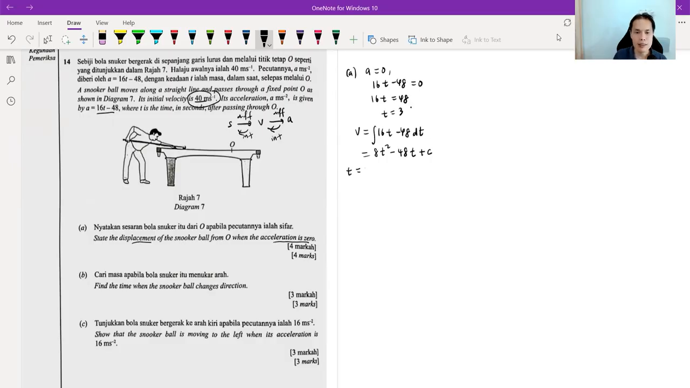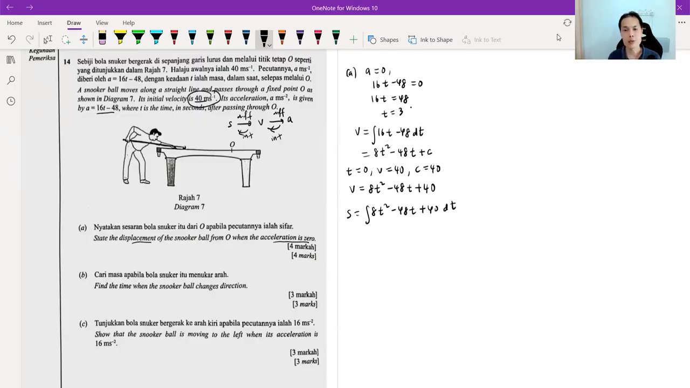So when t is 0, v is 40. So your c is 40. My velocity function is 8t squared minus 48t plus 40. Now next, we integrate one more time. The second time you integrate is to find the displacement function. I already got my velocity function.